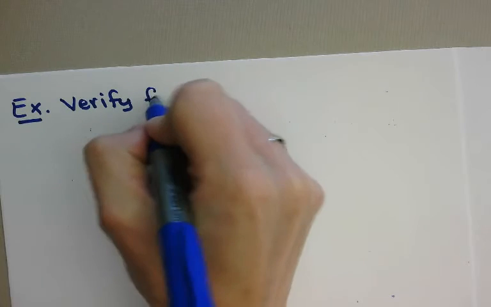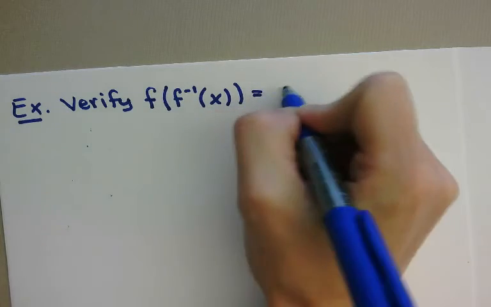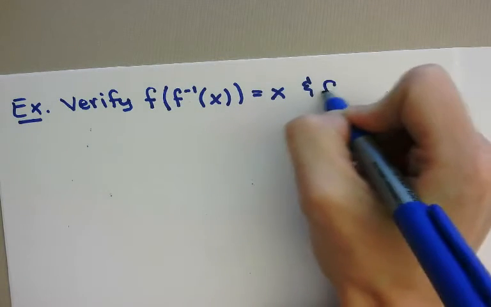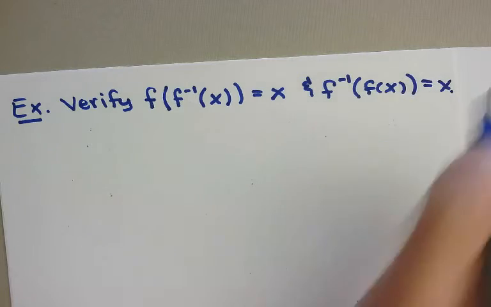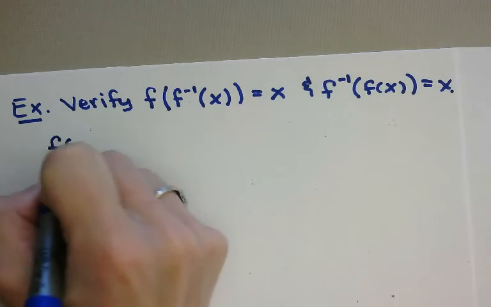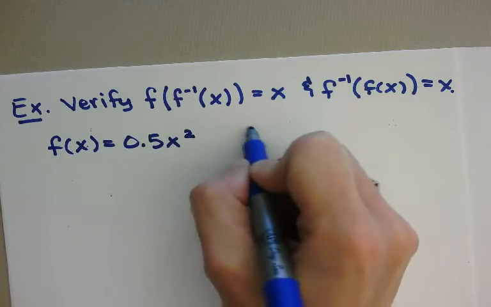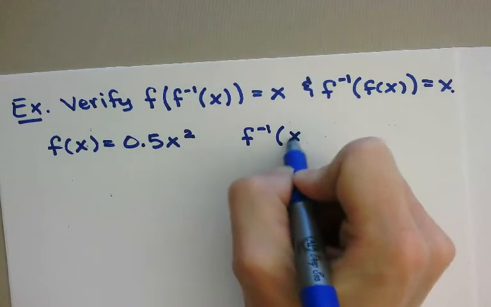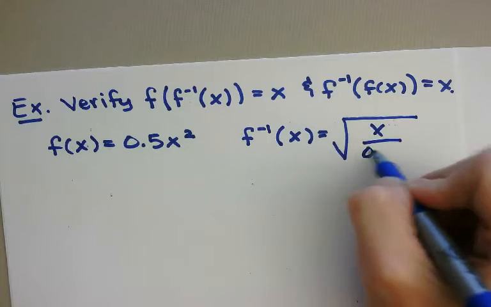Okay, so verify f of f inverse of x equals x, and f inverse of f of x will also equal x. Okay, and I'm going to say that f of x is 0.5x squared, and I'm going to say that the inverse of x is the root of x over 0.5.